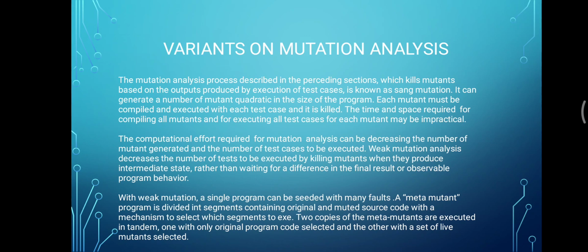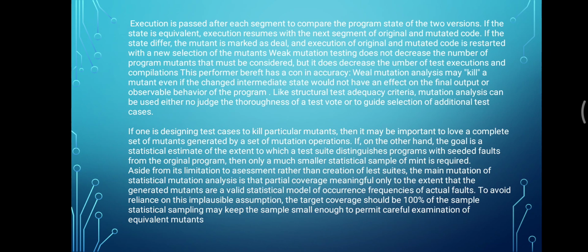Now execution is paused after each segment to compare the program state of the two variations. If the state is equivalent, execution resumes with the next segment of the original and the mutated code. If the states differ, then the mutant is marked as dead and execution of the original or mutated code is restarted with a new selection of the mutant.